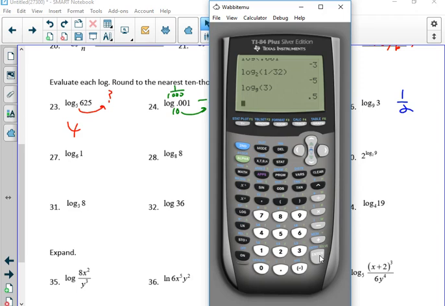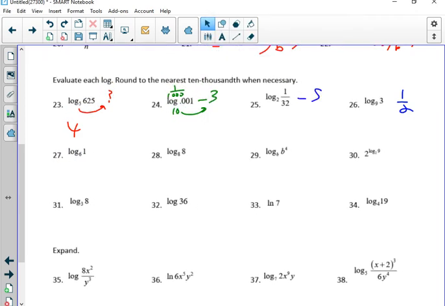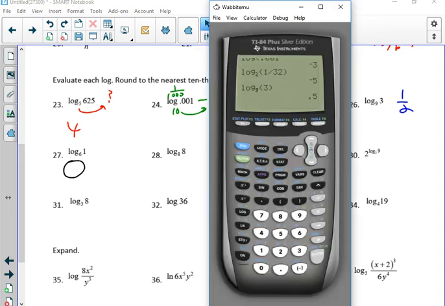27, 6 to what power is 1? It's 0. You can confirm with the calculator if you want. Math, up. Any number here that becomes 1 is because it went to the 0 power.